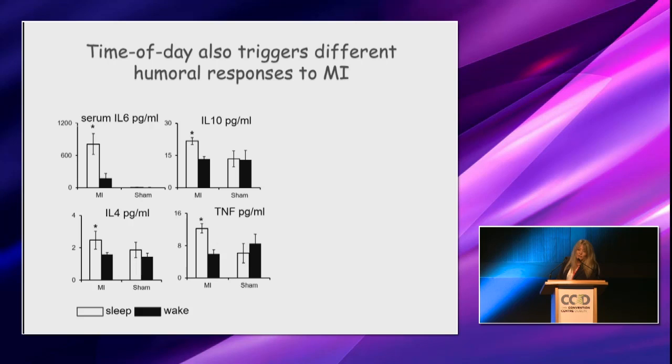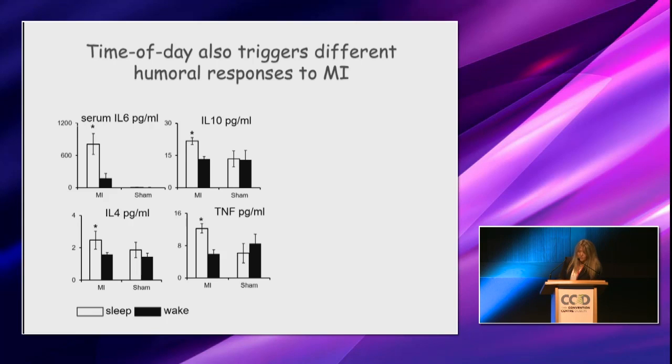So since we triggered different genes involved in immune responses, we wanted to know if that played out at the protein level and the physiologic level as well. And so we looked at the serum humoral responses. We looked at some of the cytokines and what their levels were if we infarcted in the day or the night. And you can see some results here. If you look at the white bars, that is sleep time. And so serum interleukin 6 levels are up at sleep time, and interleukin 10, and interleukin 4, and TNF.